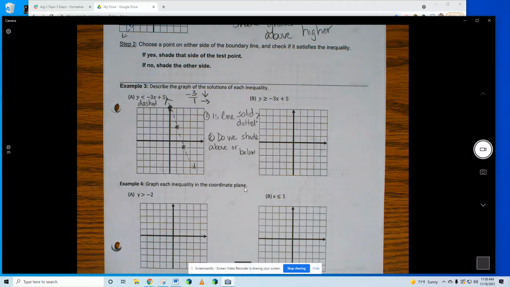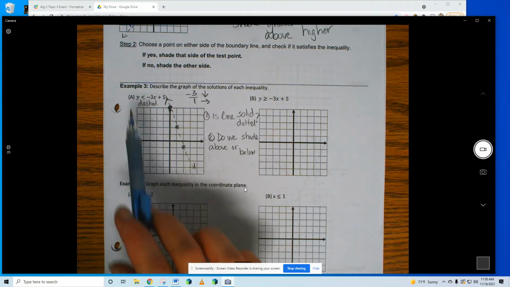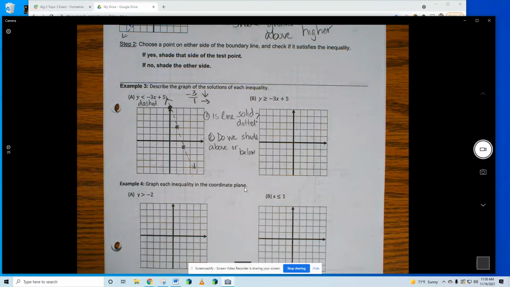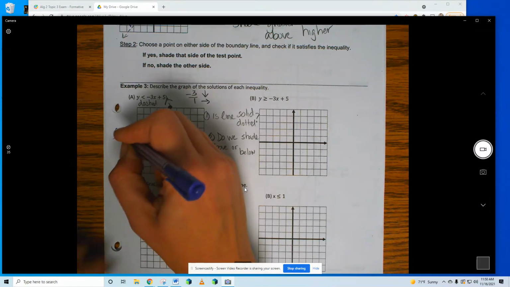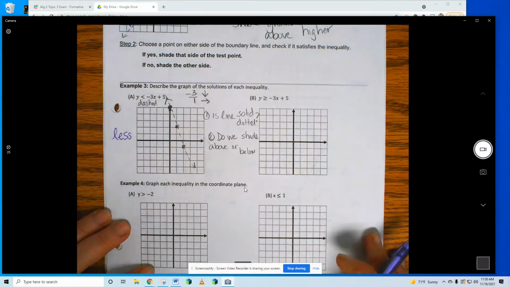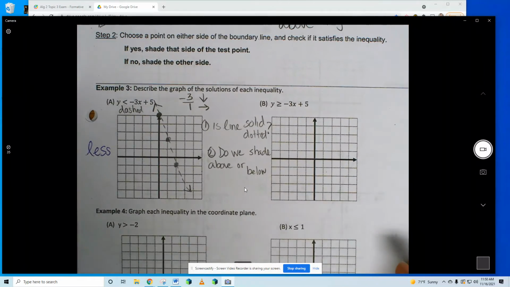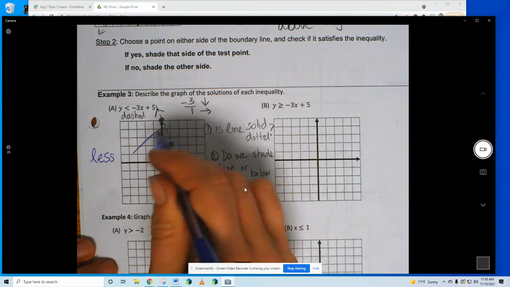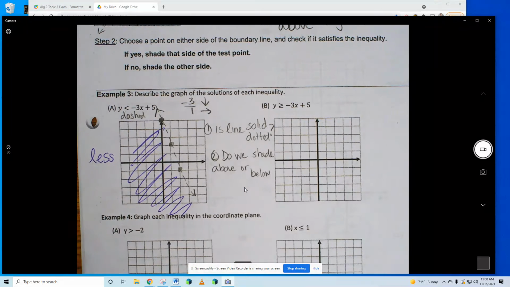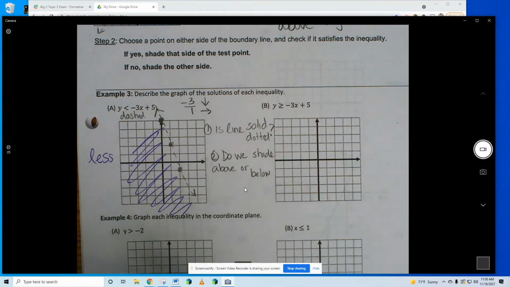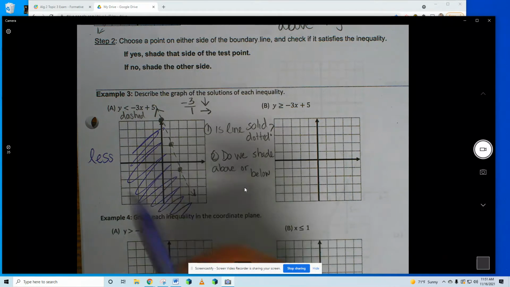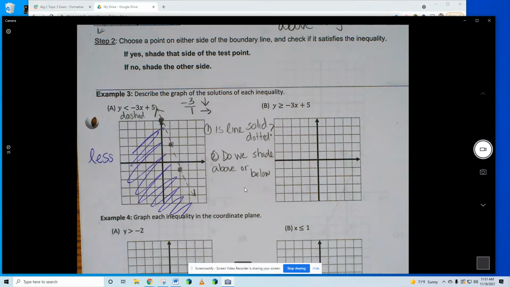And what do you guys think? Are we shading above or below? Because this says less than. Less, left. Sure. I can absolutely zoom in. There's my shading. The only places that are ordered pairs not on the line, because the line is dashed, that means not included. Just the shaded parts after the line.